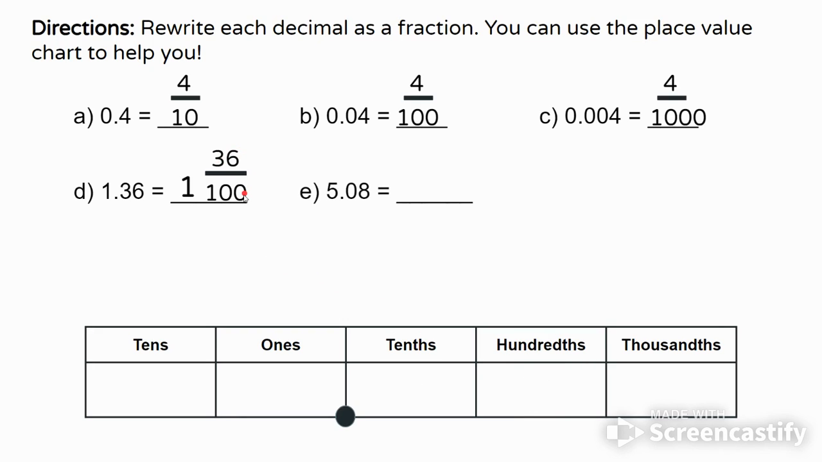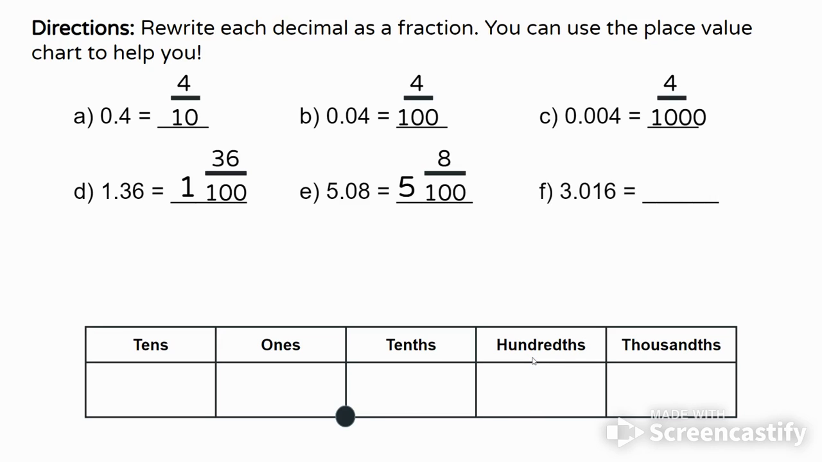Next, we have 5 and 8 hundredths. So we have the 5 in the ones place, a 0 in the tenths, and an 8 in the hundredths. Our whole number is anything before the decimal point. So we're going to place a big 5 in front of the fraction. If we look after the decimal point, we see the number 8. So that is going to be our numerator. And the last digit 8 is in the hundredths place. So our denominator is going to be 100.